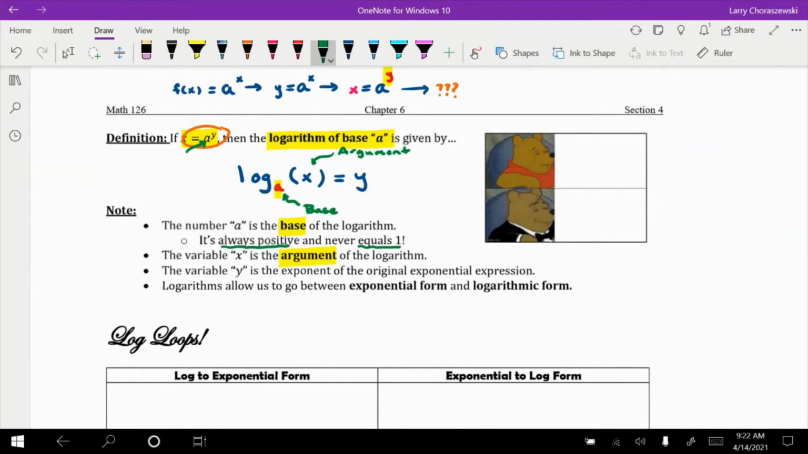And we'll see that there are some restrictions on the argument later on. The variable y is the exponent of the original exponential expression. So I'm going to say OG exponent. And what I mean by that is the exponent from our exponential version of the equation.